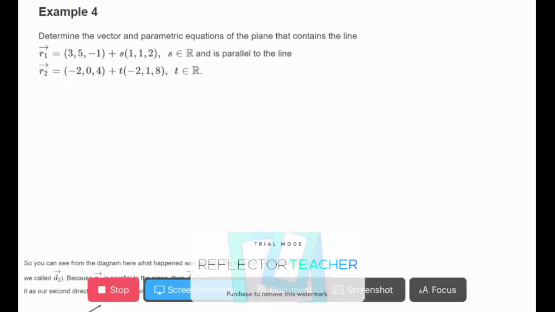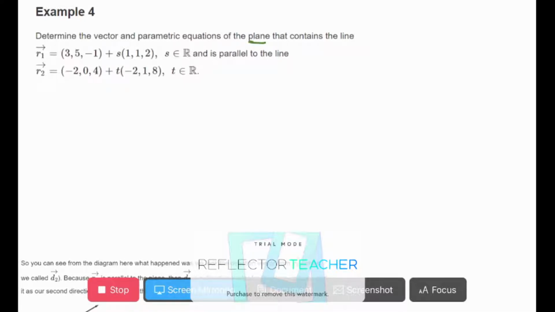Determine the vector and parametric equations of the plane that contain the line R1, given there, where S is an element of the real, and is parallel to the line R2. And let's make sure we're reading the question carefully. It doesn't say this time that the lines are parallel. It says that the plane is parallel to the line.